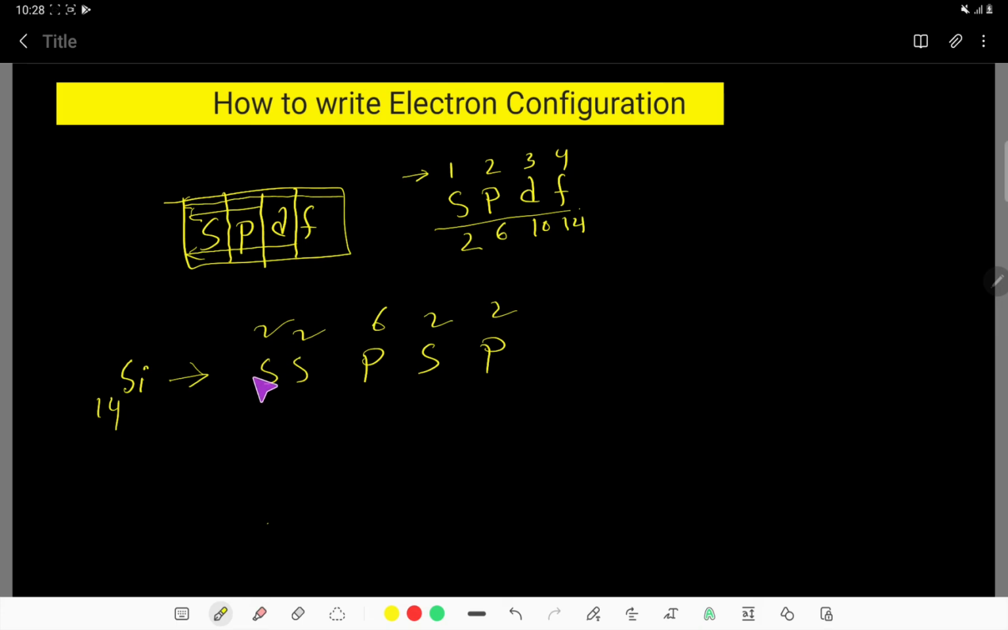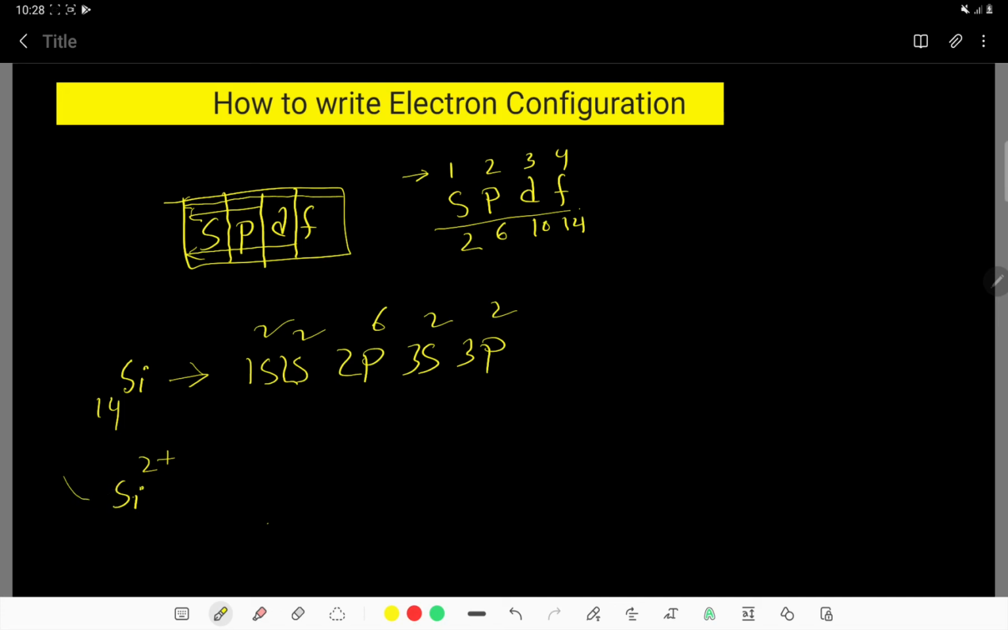Now place the numbers. s starts from 1s, 2s, 3s. p starts from 2p, 3p. So this is the electron configuration of silicon. So how can you write the electron configuration of silicon 2 plus?